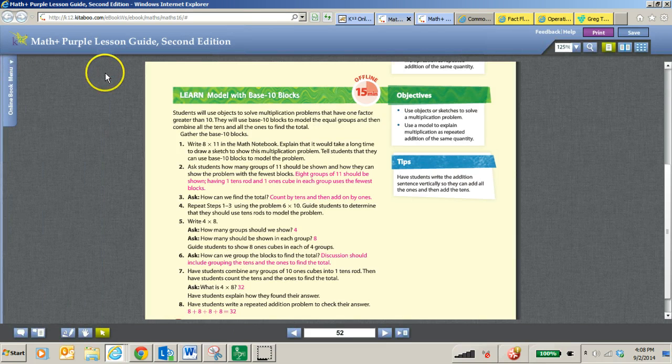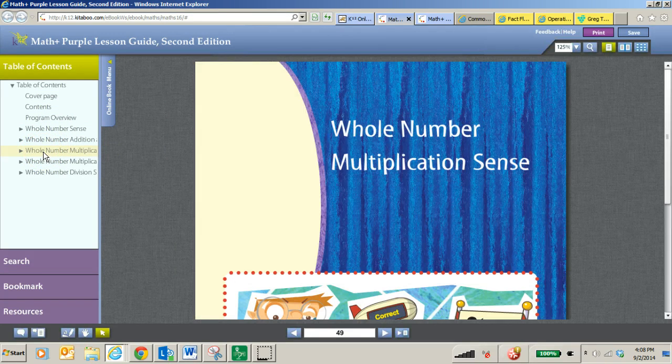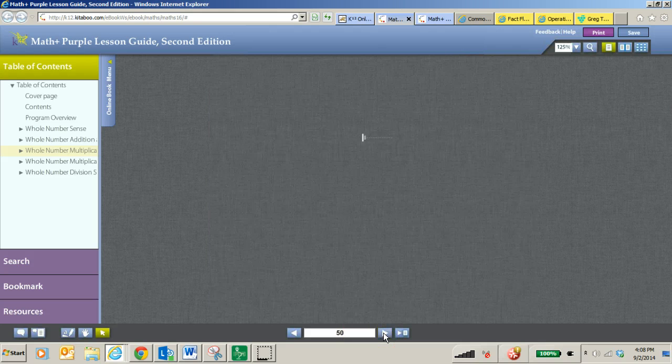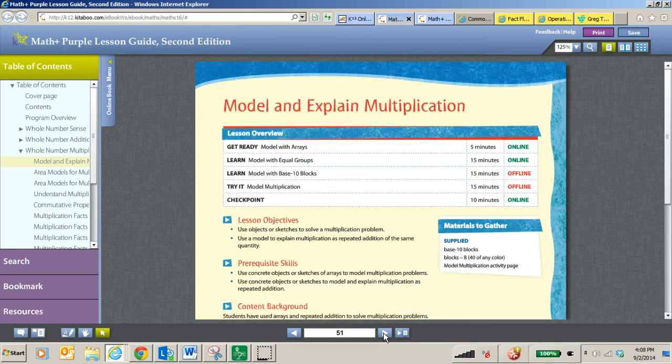Remember, if you're looking for materials, you'll often need to open that left-hand side. You can go right to the unit right here. I'm on whole number multiplication sense. And when you open up that tab, you can scroll through the lesson guide. And one thing that I do want to point out that's really important in this unit is that some lessons are offline, and they do recommend that you, as a learning coach, model the math with your students. So definitely follow these guidelines.